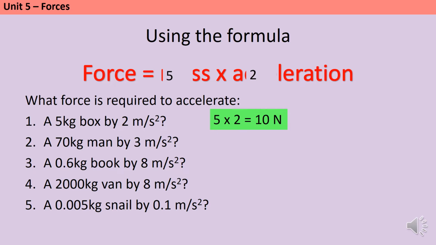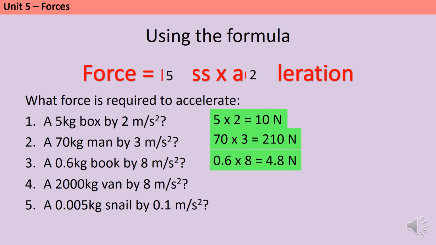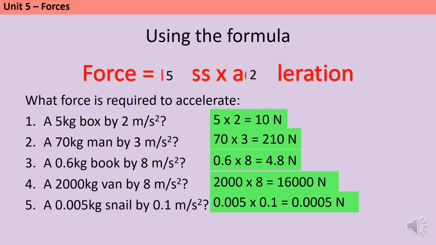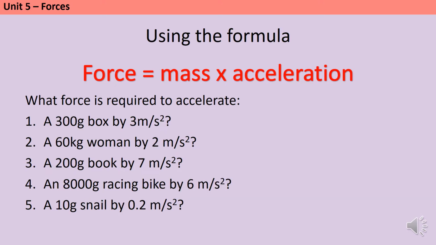Assuming you've managed to substitute into that equation correctly, you should have come up with answers of 210 newtons, 4.8 newtons, 16,000 newtons, and 0.0005 newtons. You probably noticed that on the previous slide, for the last question in particular, it seems kind of silly that I'm giving my mass in kilograms. Why on earth would I measure the mass of a snail in kilos?